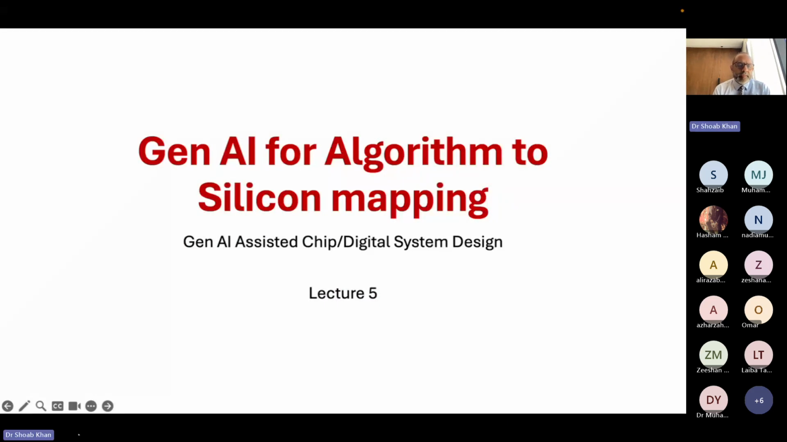Yes, sir. Okay, so we are in lecture number 5, and this is the AI generated or assisted chip and digital design course, primarily learning how to use generative AI for algorithm to silicon mapping. Obviously, two parts of the course. One is understanding what type of algorithms are good candidates for silicon mapping. And then the other part is how do you go about doing this.